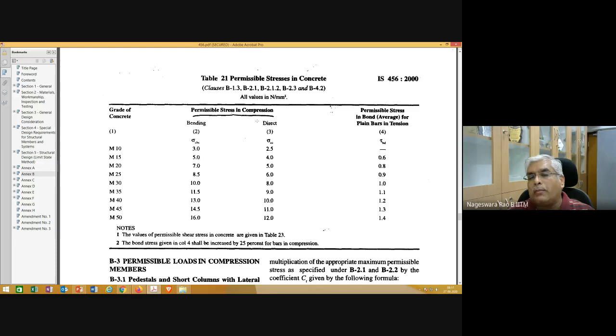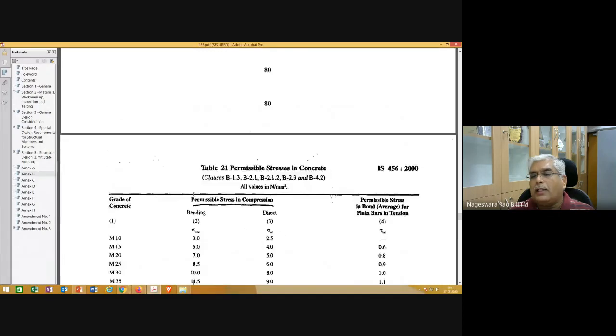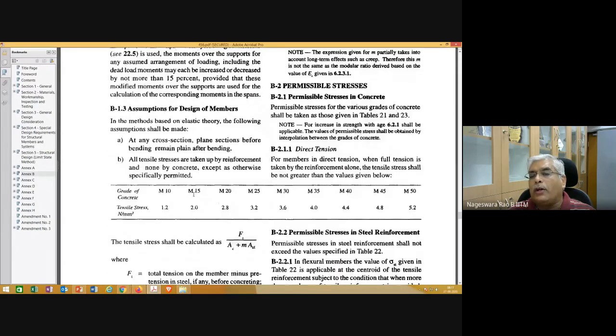This permissible stress in compression direct, this column, we'll see at a later stage. Now we are focusing on flexural members. So compression is going to happen because of bending. So permissible stress in concrete, depending on the grade of concrete, these are the permissible stress values. Second column, okay? And now, that is what is mentioned here.